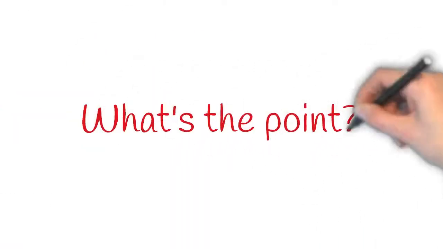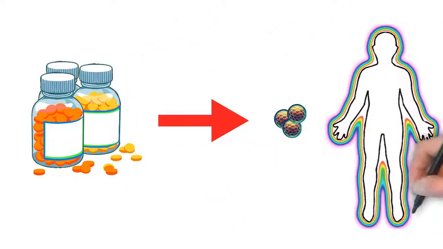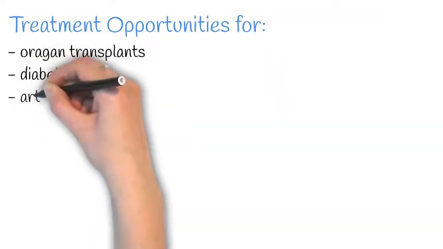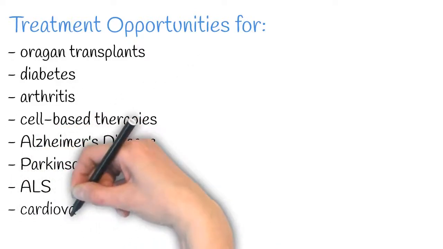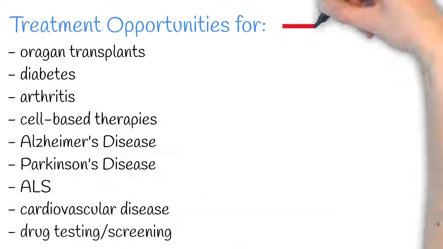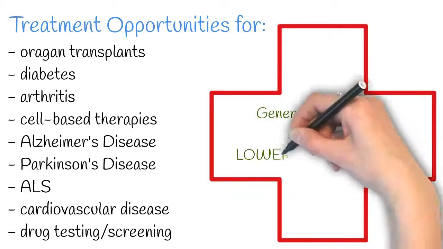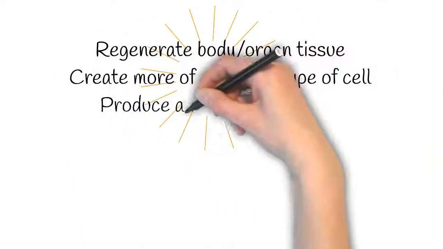I guess the big question here is, what's the point? The magic about induced pluripotent stem cells is that instead of using drugs with side effects, a patient's own body could be used to heal them. With this technology, we can perform organ transplants, treat diseases like diabetes, Alzheimer's, Parkinson's, ALS, and more, and also conduct drug testing with cells generated from a patient's own body, which lowers chance of rejection by the immune system. We can regenerate tissues, create specific cell types, and produce any cell type, all with an iPSC.